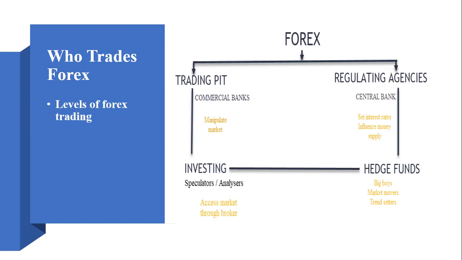And now we come to us who are called the investors, or also the speculators, or the analyzers. These are people who stay at their computers, in their displays, or in their charts, looking at how the market has moved, looking at how the market has behaved. So we will be accessing the market to see what the hedge fund has done, what the commercial bank has done, what the regulating agency has done. So we'll be looking to see what has happened. And for us, the investors, we just access the market through the use of a broker.